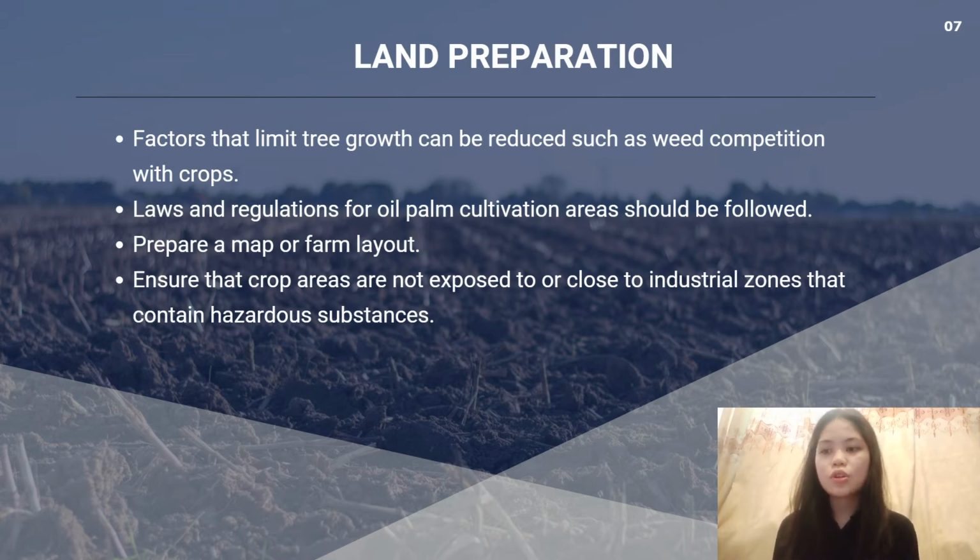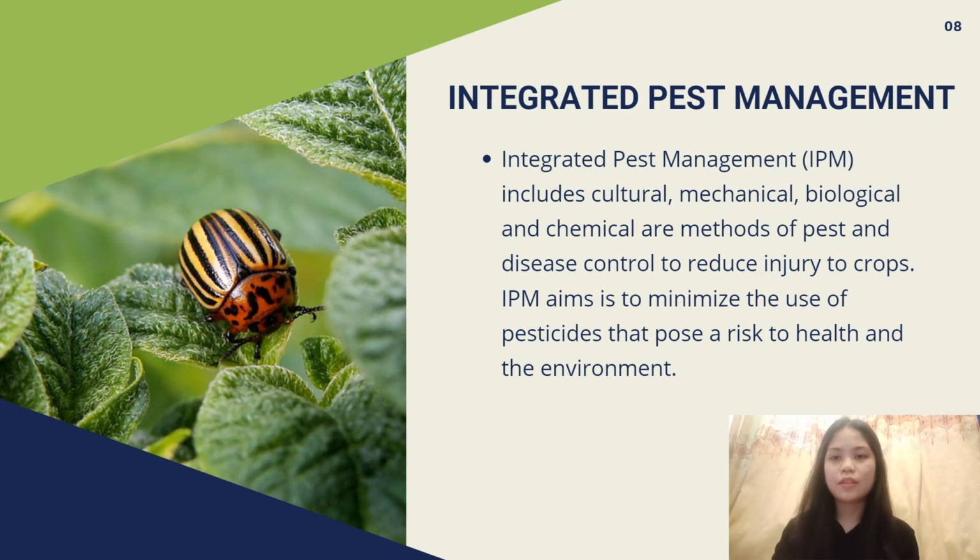Next, ensure that crop areas are not exposed to or close to industrial zones that contain hazardous substances that can cause toxic waste contamination. To ascertain the method, soil samples should be taken for testing. And the third good agricultural practice is integrated pest management.